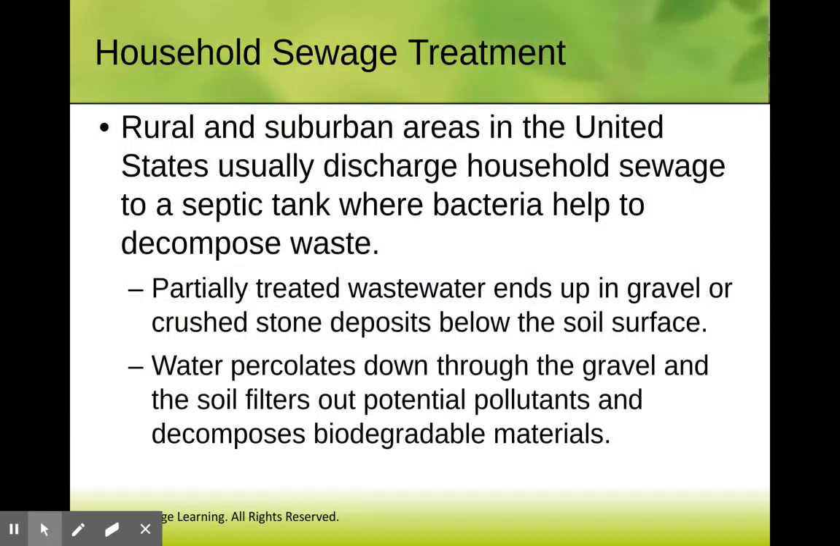Household sewage treatment. So rural and suburban areas in the United States usually discharge household sewage to a septic tank where bacteria help to decompose waste. Partially treated wastewater ends up in gravel or crushed stone deposits below the soil surface. Water percolates down through the gravel and the soil filters out potential pollutants and decomposes biodegradable materials.